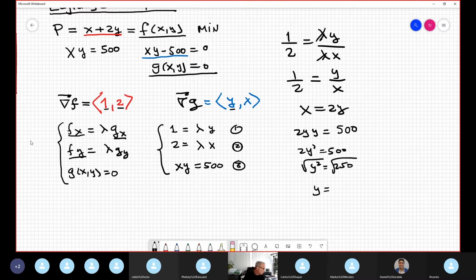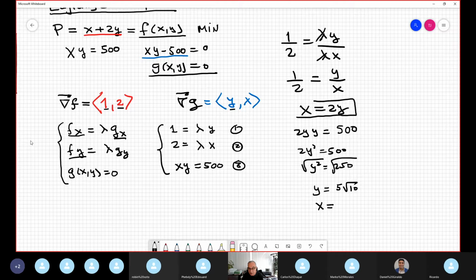y is 5 radical 10, because 250 is 25 times 10. And square root 25 is 5, no? Okay, so you find the value of the y. In order to find the value of the x, it's easy because the relationship between x and y is twice.